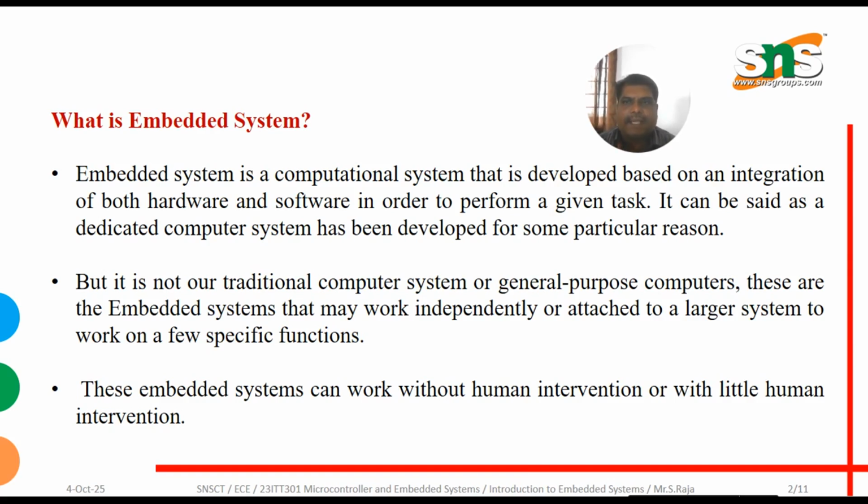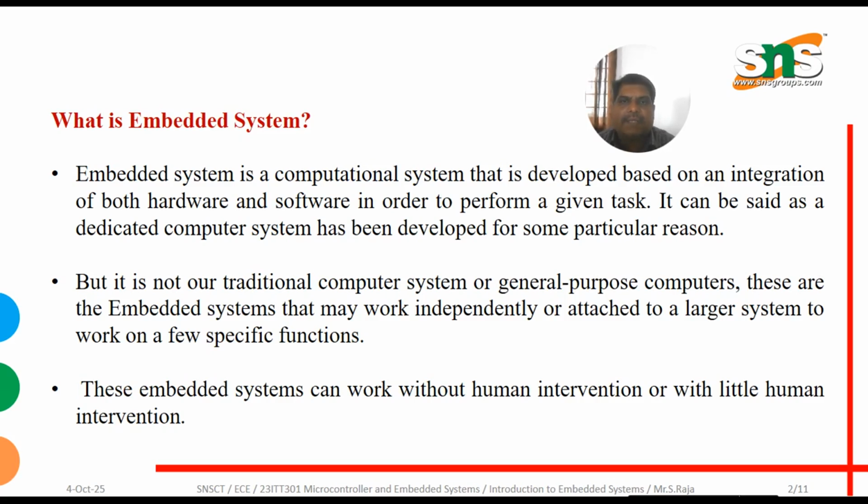It can be said to be a dedicated computer system that has been developed for some particular reason. That is, if an embedded system is defined, it is only for some specific task. For example, the same washing machine cannot be programmed for the purpose of a microwave oven, or the microwave oven cannot be programmed as a coffee making machine, or the coffee making program cannot be used for an ice cream making machine. Each has its own specification.